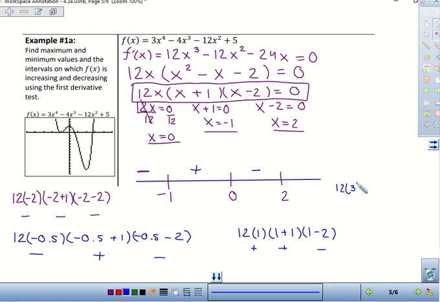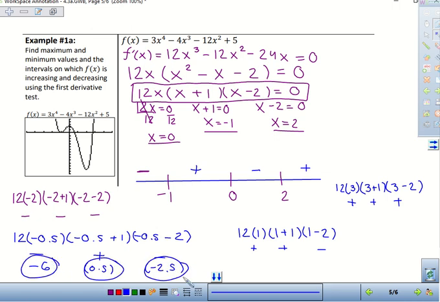And then we're going to plug in a number bigger than 2, which is what? 3. So remember, you can pick any number you want that falls in that interval. So we get a positive, positive, positive, so that number is going to be positive. Hey, look, it looks like the graph. Wait, for -0.5, how did you get positive? Because this right here is going to become -6 times 0.5 times this is going to be -2.5. So if you multiply these 3 numbers together, that's going to give you a positive number.